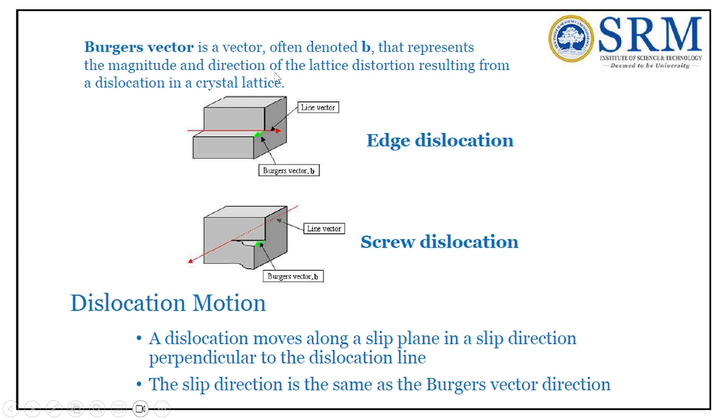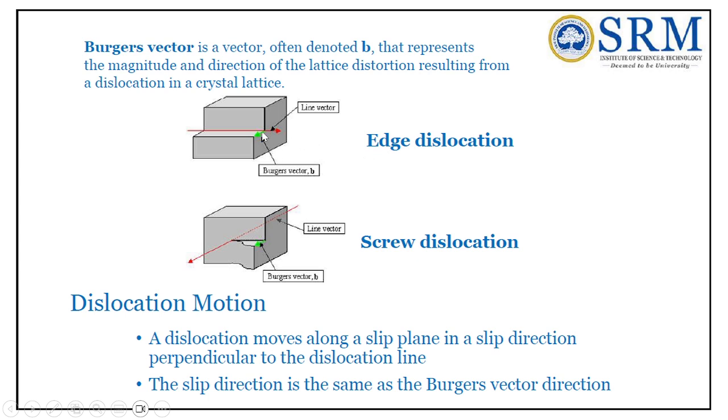The Burgers vector, often denoted B, represents the magnitude and direction of the lattice distortion resulting from a dislocation in a crystal structure. You can see this is the line vector. As I told you, this is like a deck of cards. One card will be moving towards you, another card will be moving against you. That kind of dislocation is an edge dislocation.